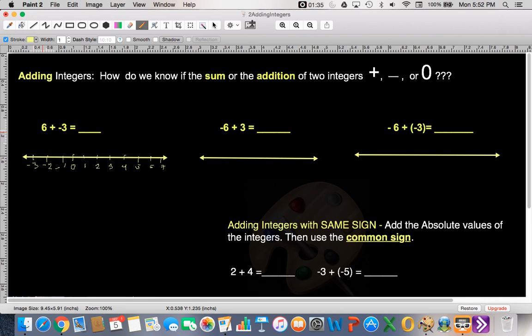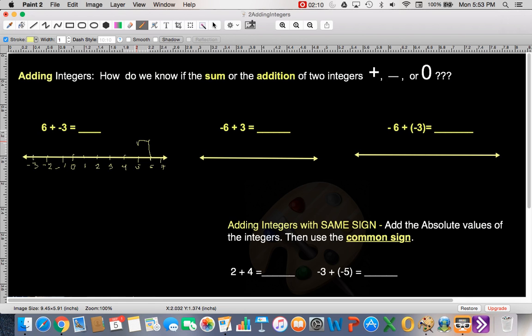First, you go first with 6, and 6 is positive. You start here and you're adding negative 3. Which way is negative? Negative is going to the left. So if it's negative, you move to the left, and if it's positive, you move to the right. So here, you're going to add negative 3 using your absolute value.